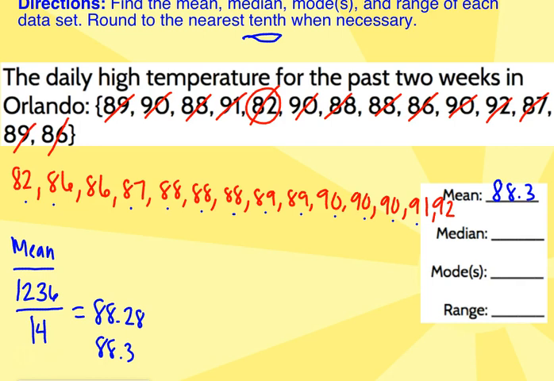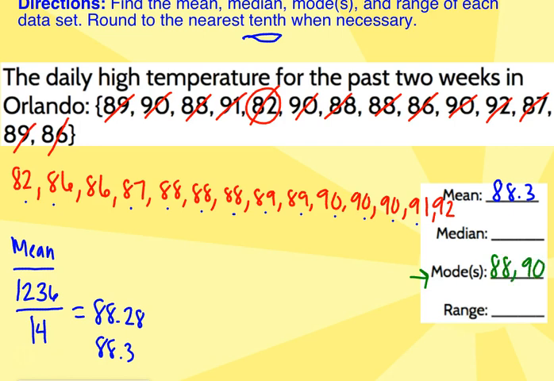Our median, remember that's in the middle, so we're going to start from the edge of each side and go till I get to the middle. So I kind of like to cross them off. We'll do the median after the mode. Let's do the mode first. Our mode, which one happens the most? I have 2 86s, but I have 3 88s and 3 90s. So our modes would both be 88 and 90.